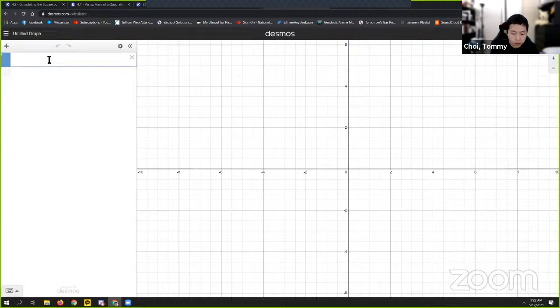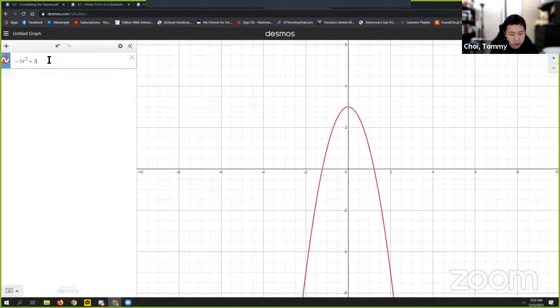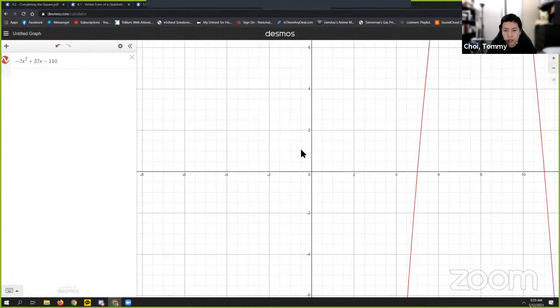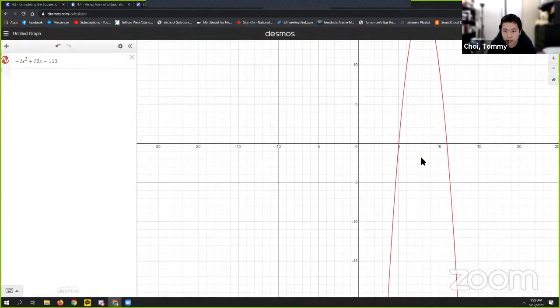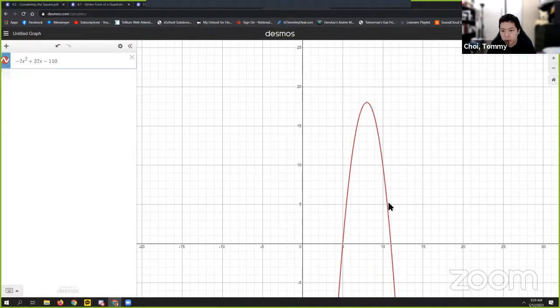We're going to type out our formula. So we're going to get -2x squared plus 32x minus 110. You'll notice that it didn't really fit on your graph, right? But if you click on the graph itself, it gives you some key points here.